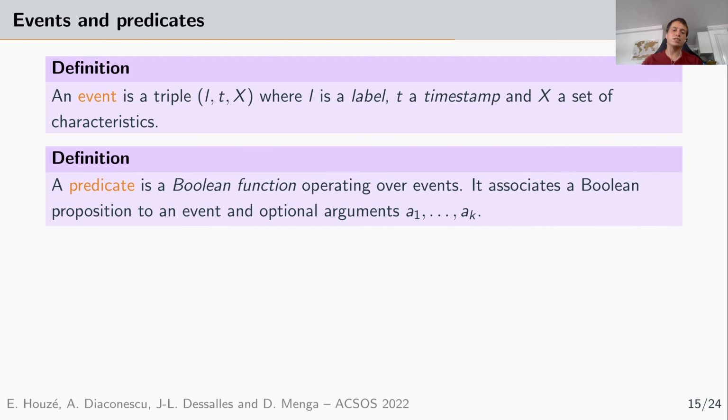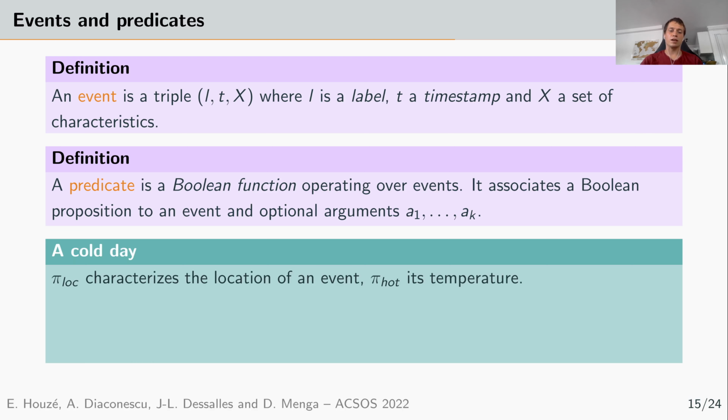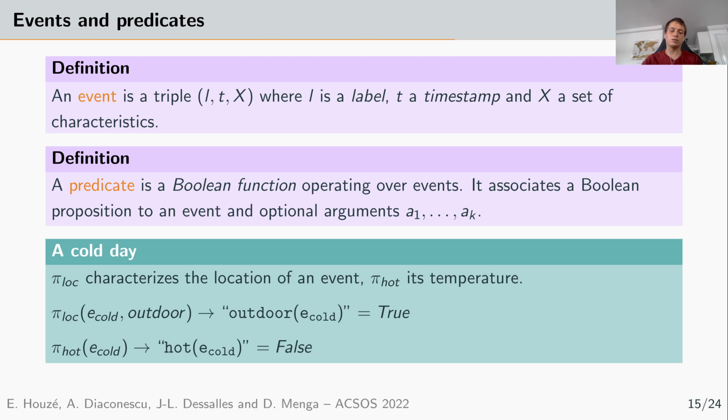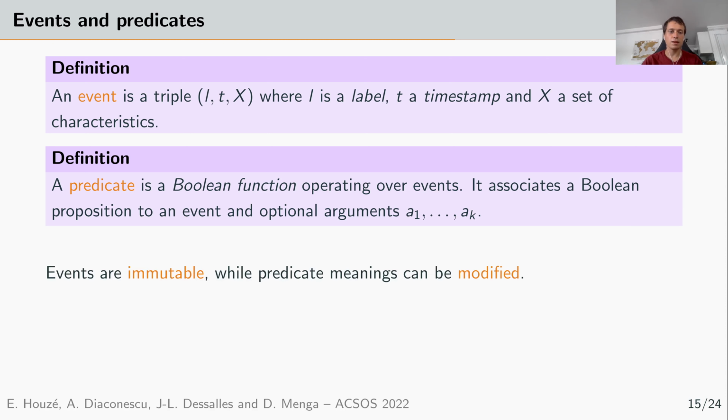On the other hand, a predicate is a Boolean function that operates over these events. So the predicate will associate a Boolean proposition to some events and possible arguments. So I can define a predicate for the location of the event, a predicate for its temperature, and maybe so my event is recorded outdoor, so it will be true to say that it's outdoor, but it's a cold event, so it will be false to say that that's a hot event. And on the one hand, events are immutable, so once something has been recorded, I can no longer revise it. On the other hand, a predicate meaning can be modified to adapt to the user's definition of words.